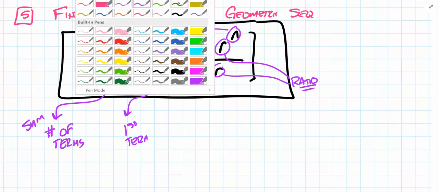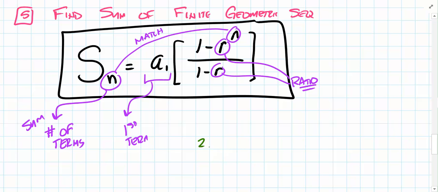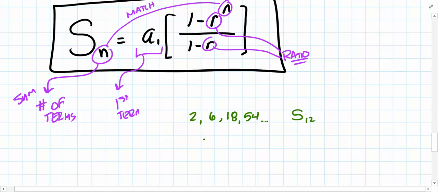As an example, let's try this: 2, 6, 18, 54, and so on. Let's find the sum of the first 12 of those. First of all, is that sequence geometric? Yeah, it is. And what's our ratio? 3. Awesome. So the sum of the first 12 terms is the very first term, 2, multiplied by 1 minus our ratio, which you told me was 3, to the power of 12, all divided by 1 minus 3.